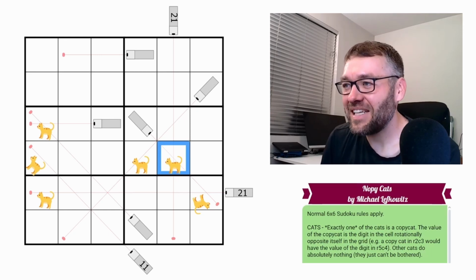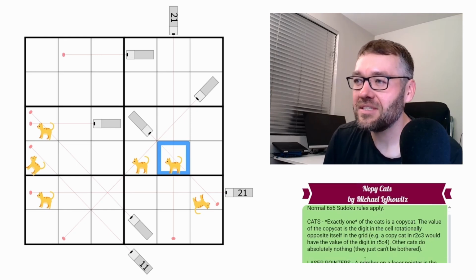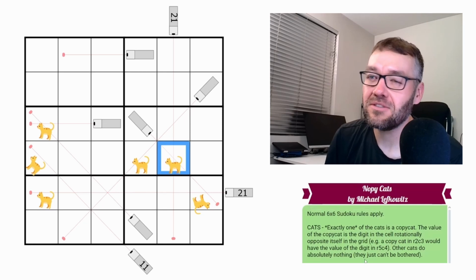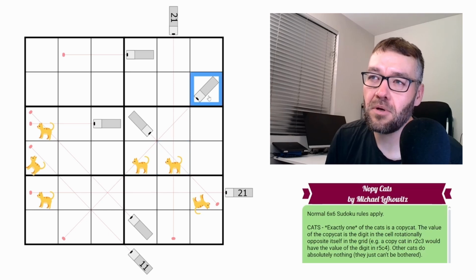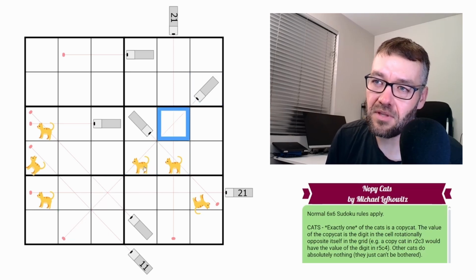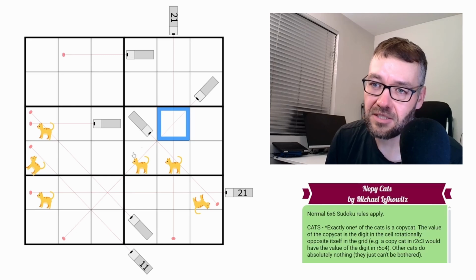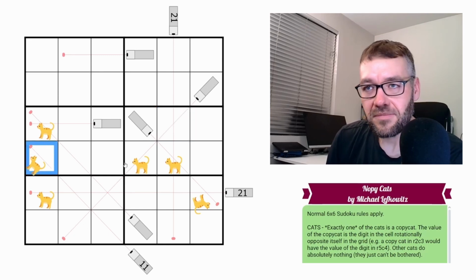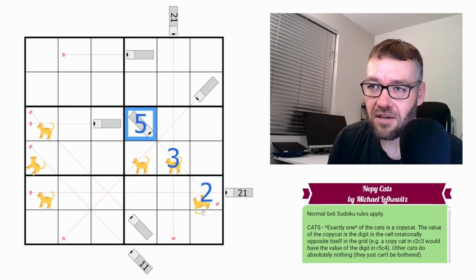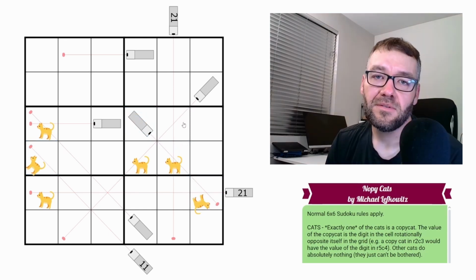And then we also have these laser pointers. A number on a laser pointer is the sum of the values on its laser. So if you're familiar with some of the variant Sudokus, these are basically arrows, where the number in this cell on the laser pointer equals the sum of the cells along the laser. So if this was, let's find a small one here. This one's only 2 cells. If this is a 2 and a 3, this would be a 5, because 2 and a 3 add to 5. So those are the rules.